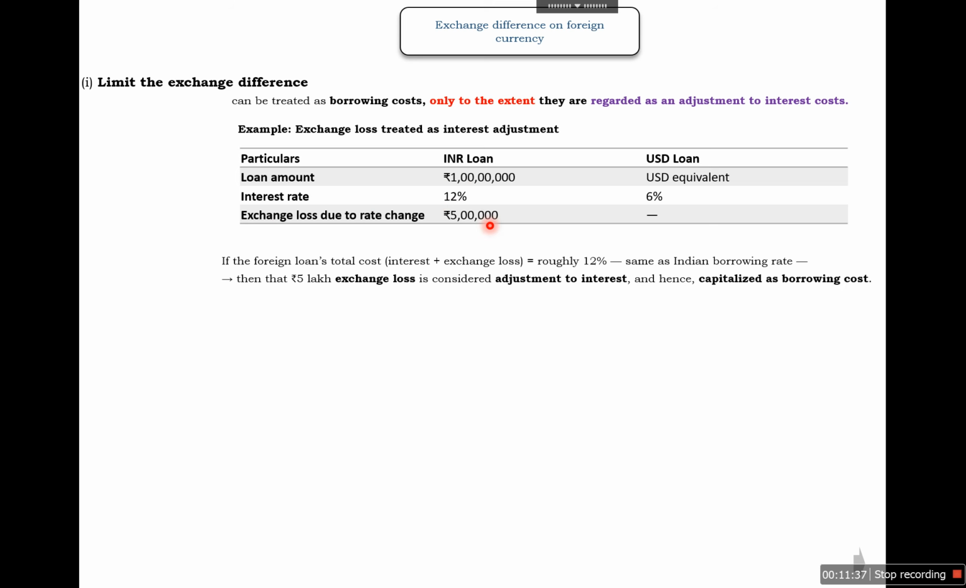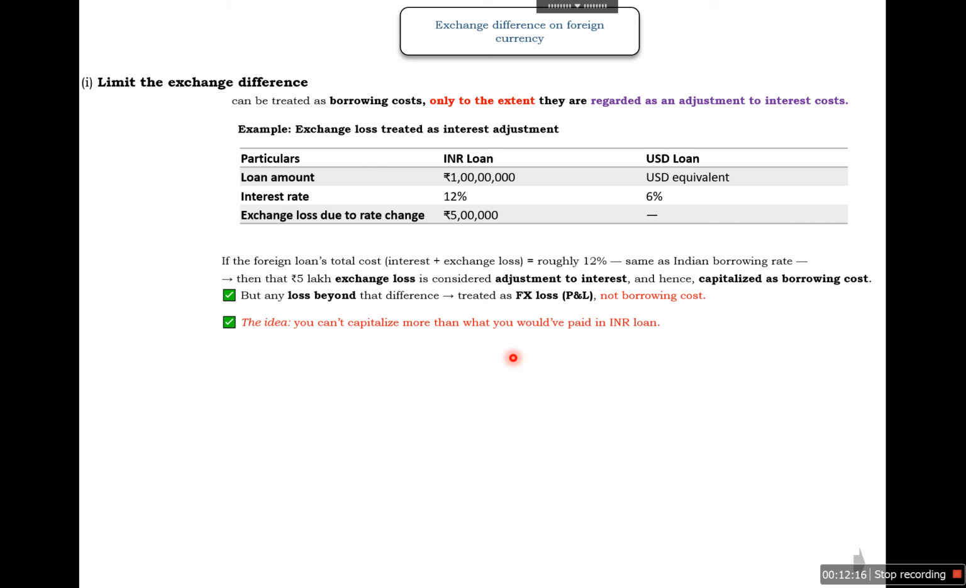But if the interest plus the exchange rate difference is higher than 12%, in that case we can capitalize up to the difference of both of the interest rates. Any loss beyond that difference, we need to treat as a forex loss in P&L, not as a borrowing cost. So the idea is you cannot capitalize more than what you would have paid in INR.